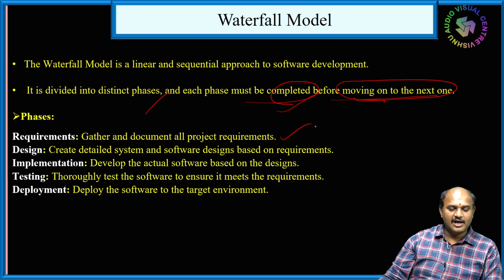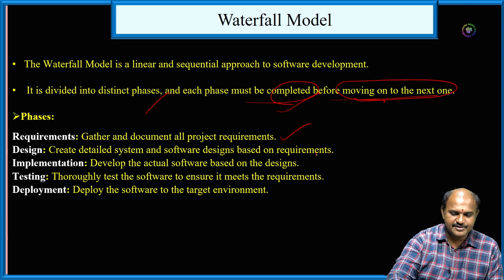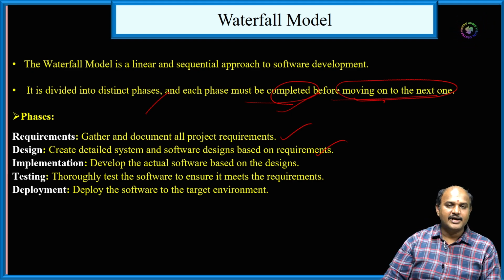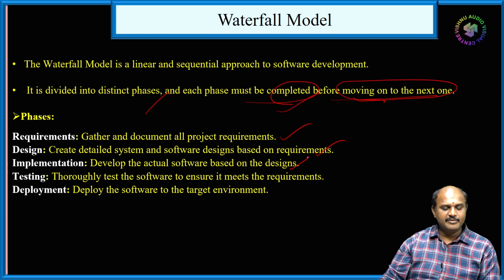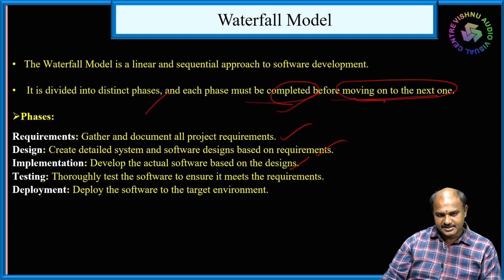Requirement means gather and document all the project requirements. The design means create a detailed system, so software designing based on the requirements. Next one, implementation. In this implementation, develop the actual software based on the design.